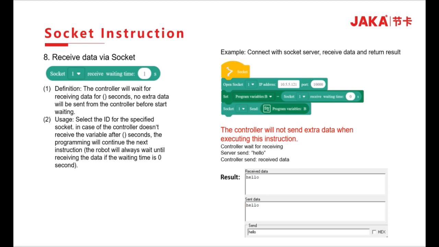In the example on the right, we connect with the socket server, receive the data and return the result. So we open the socket communication, then we input inside the variable B the data sent via the network assistant. And then the robot will send us back the content of this variable.